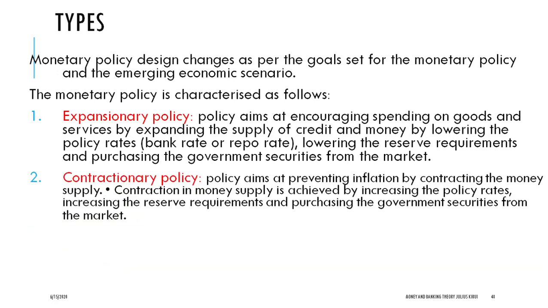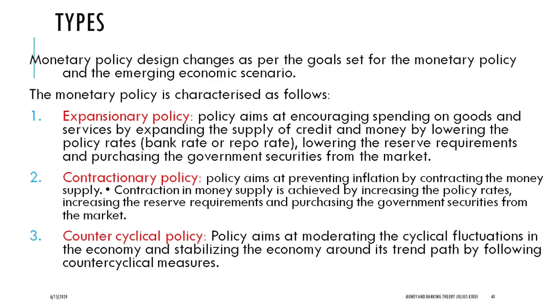Number 2, contractionary policy. A policy aimed at preventing inflation by contracting the money supply. Contraction in money supply is achieved by increasing the policy rate, increasing the reserve requirement, and selling government securities to the market. Again, this is the opposite of expansionary policy. If you want to control inflation, then we draw money from the public, pumping money out of the economy into the government. That reduces money in the hands of the public.